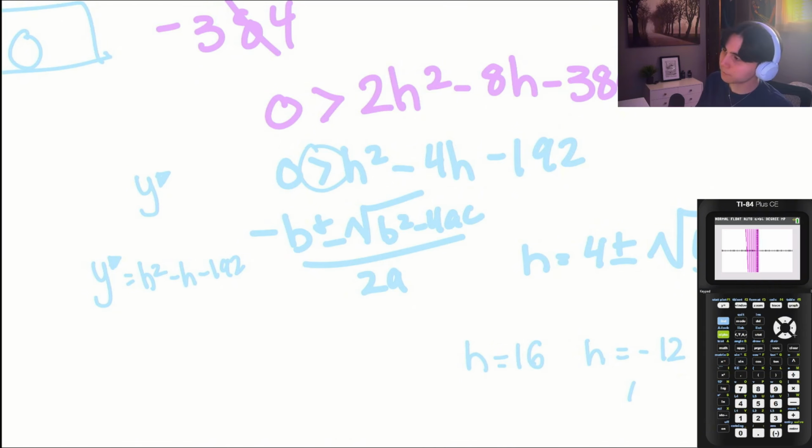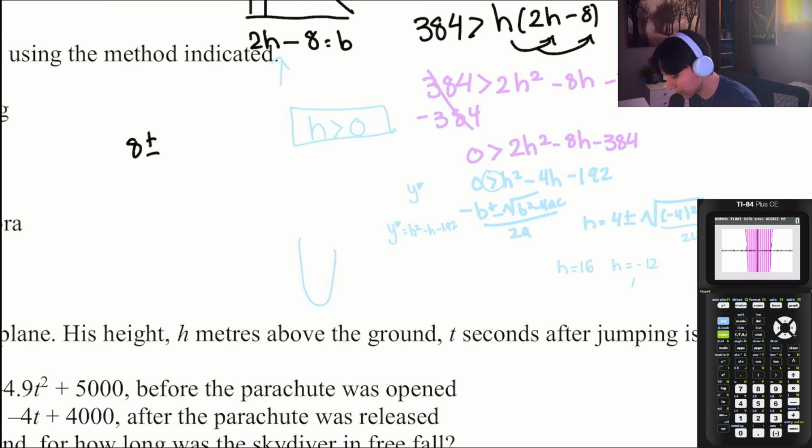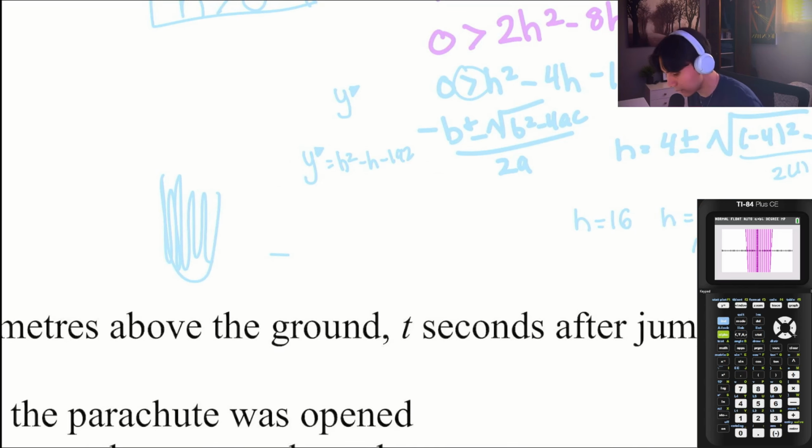And since our inequality's region is in between the 2 points, that means our solved inequality would look like this: less than or equal to x, less than or equal to 16. This is stuck in between.